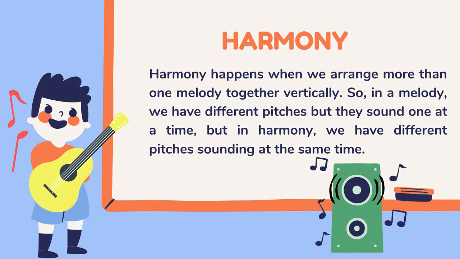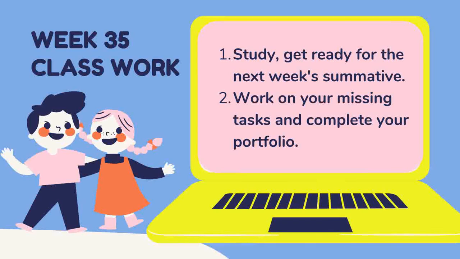And the last element of music is harmony. Harmony happens when we arrange more than one melody together vertically. So in a melody, we have different pitches, but they sound one at a time. But in harmony, we have different pitches sounding at the same time. It's amazing. I love music.